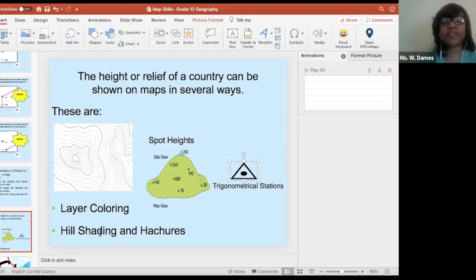Two other ways in which you are able to identify height on a map are layer coloring and hill shading. So these are just some different ways in which you can identify height on a map.